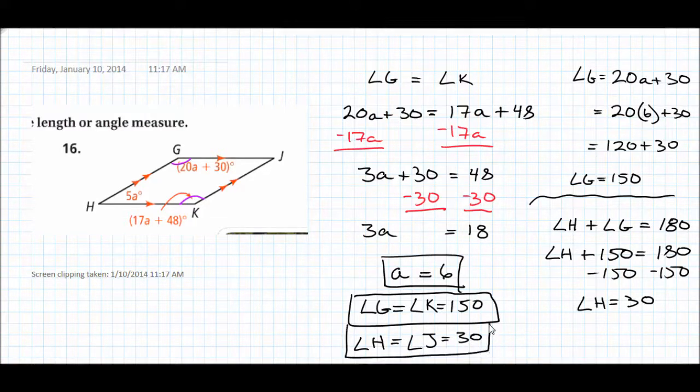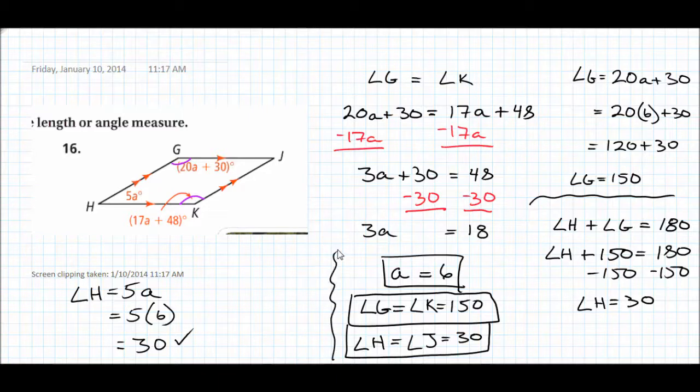The other way, and probably easier way to actually solve for angle H, is that angle H, you can see on the left hand side, is equal to 5A, and we found out A was 6, so 5 times 6, which is equal to 30. But it's nice to know we can check it either way. But our solution's right here. A has a value of 6, angle G and angle K have a value of 150, and angle H and angle J have a value of 30.